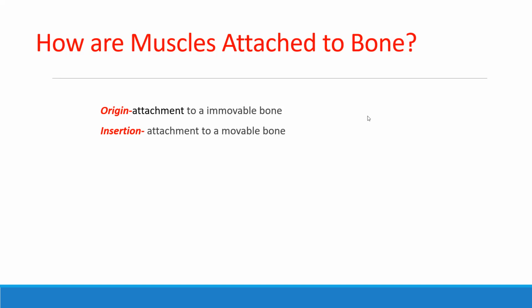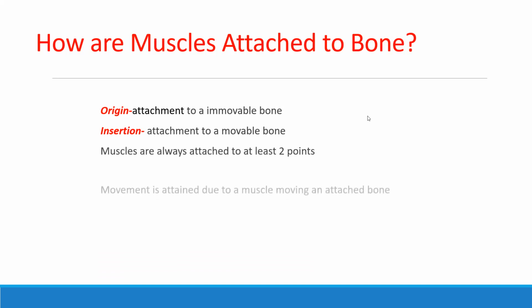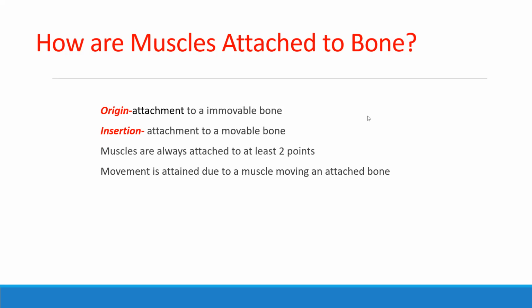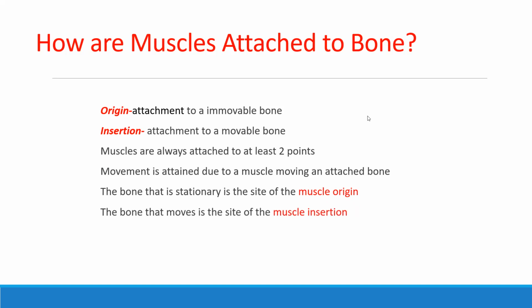Remember, muscles make bones function like levers to amplify their strength. Every muscle will have at least 1 origin and an insertion. They can have multiple origins, but they're going to have 1 insertion. At least 2 points of attachment. We're always moving due to the muscle pulling on an attached bone. Wherever the muscle inserts, that's the bone that's going to move. Again, the bone that's stationary is the site of the muscle origin. The bone that moves is the site of the muscle insertion.